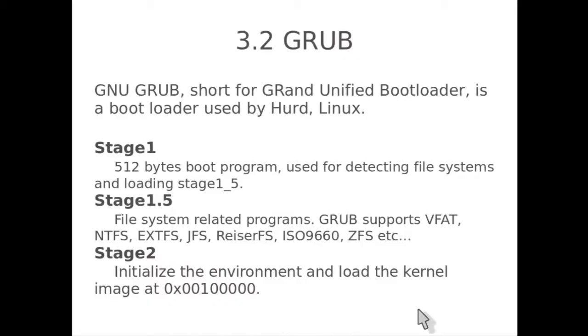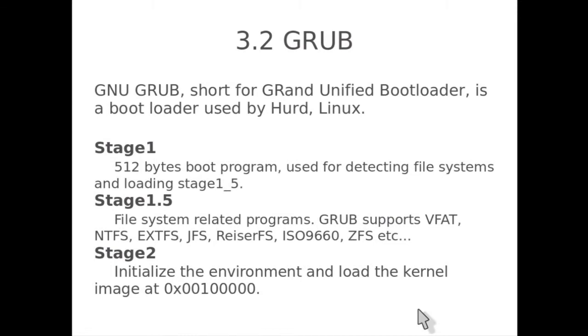Grand Unified Bootloader. GRUB is the bootloader used by Linux. There are 3 parts in GRUB. We call them 3 stages. Stage 1 is the so-called very first 512 bytes. The program of this stage is used for detecting the file system in your media. Stage 1.5 are the file system related programs. If your file system is ext-fs, the ext-fs program will be loaded in stage 1.5.